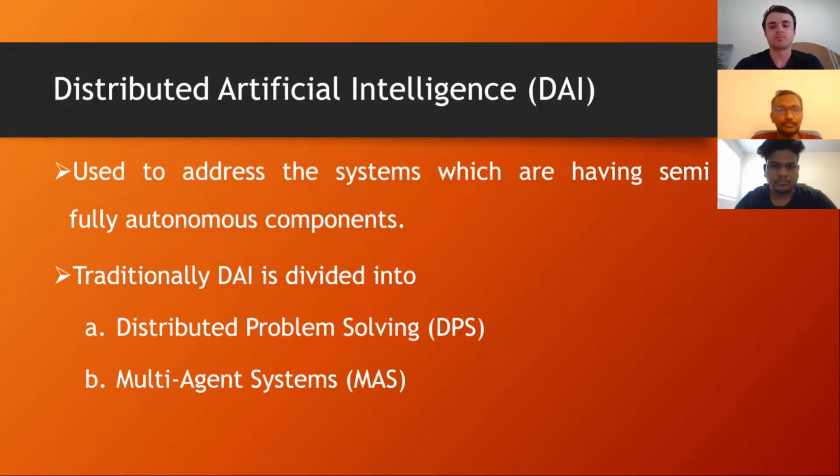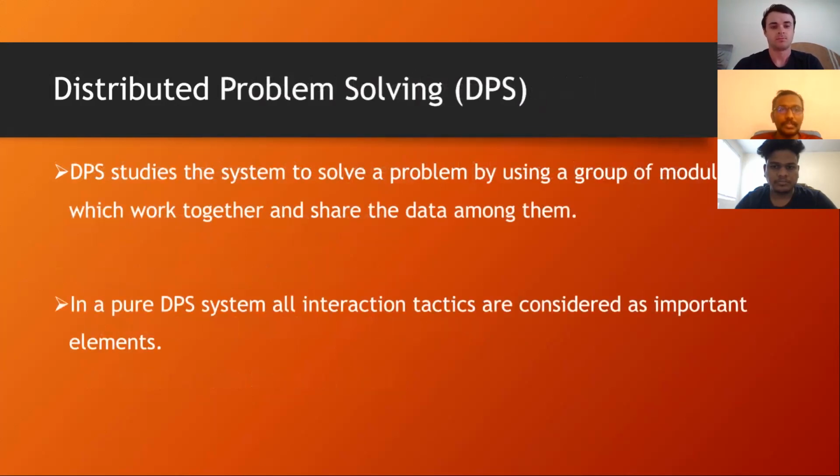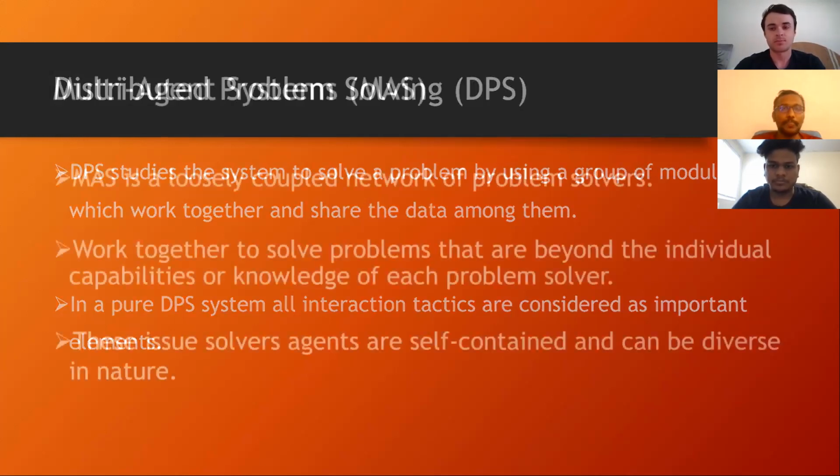Traditionally, DAI is divided into two substreams. One is distributed problem solving, and the other is multi-agent systems. Distributed problem solving solves problems by using a group of modules which work together like a team to achieve a specific goal. In doing so, they share data among themselves. That means they communicate with each other to achieve a particular goal. In DPS systems, interaction tactics are considered important elements in achieving those goals.